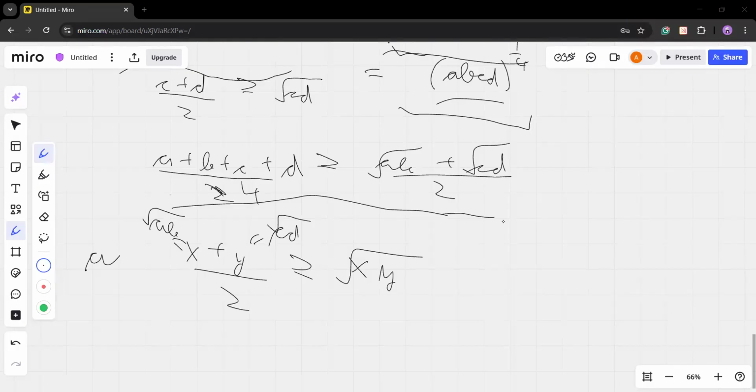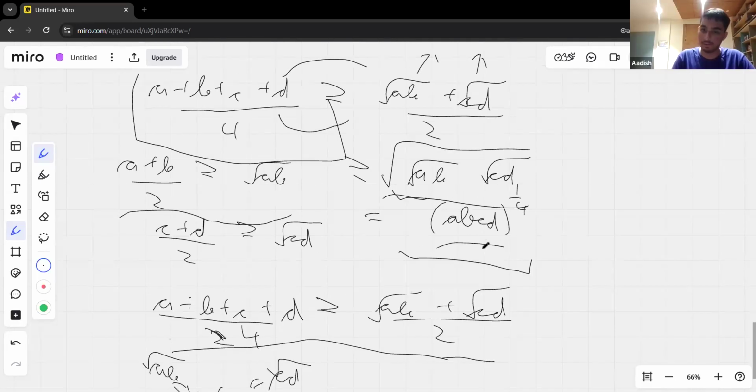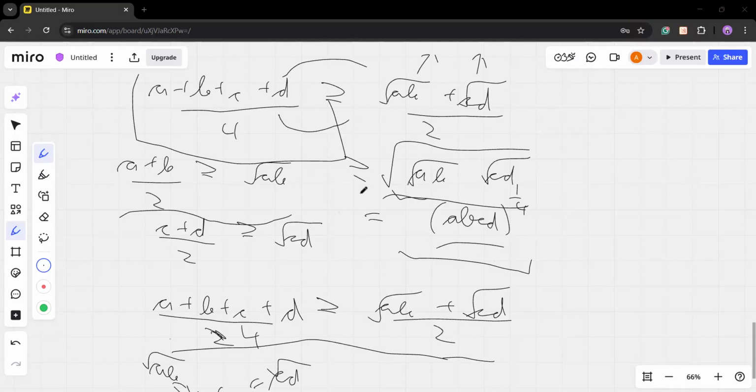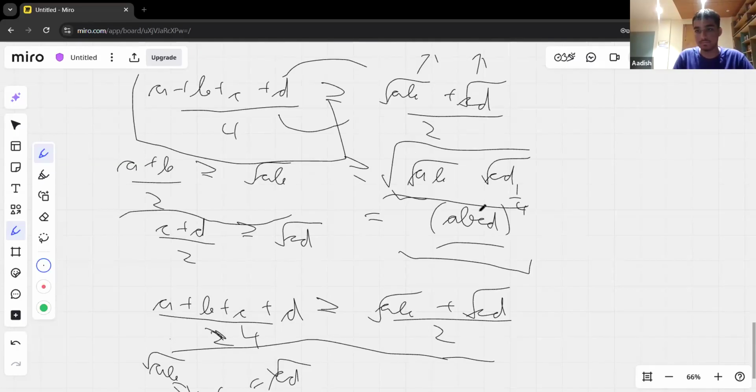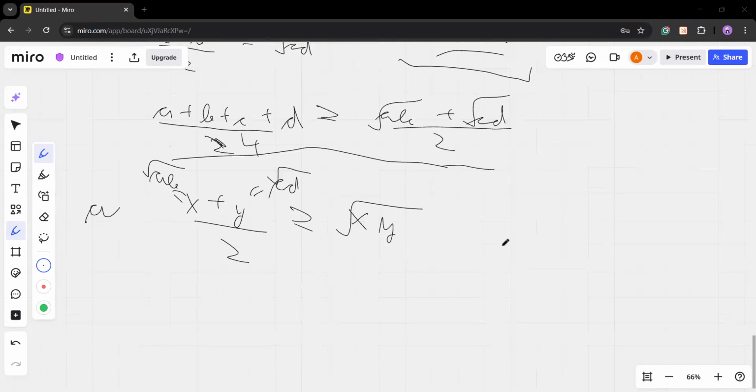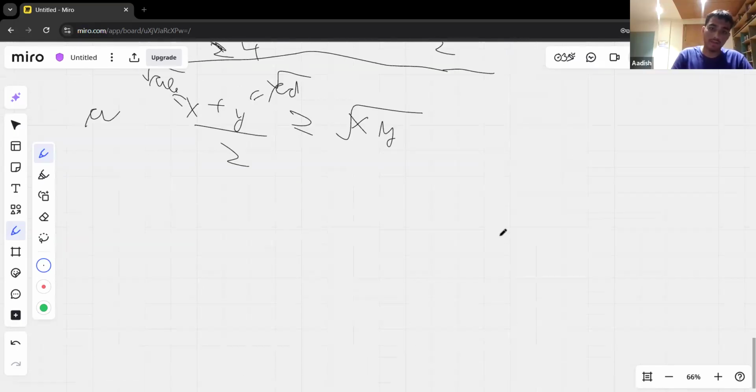So what do you get? Okay, I got it. And this is just root of root abcd. Also, why are the numbers equal? All the numbers used are equal. You said it here. Okay. Let me just write the whole chain: a plus b plus c plus d.